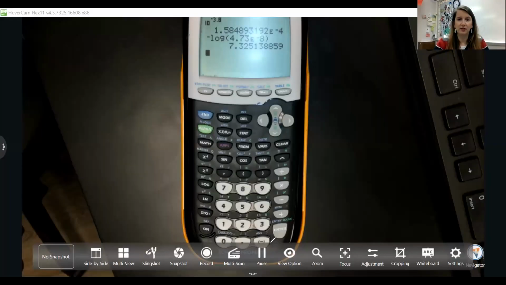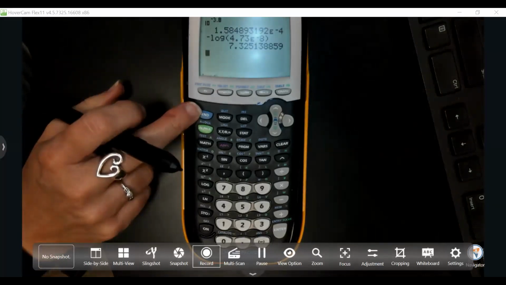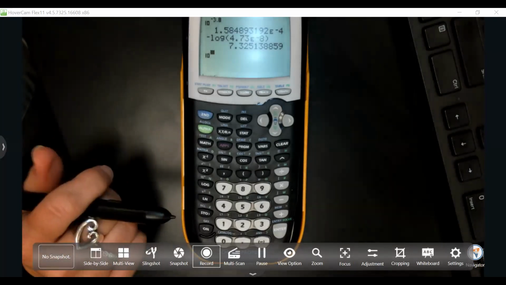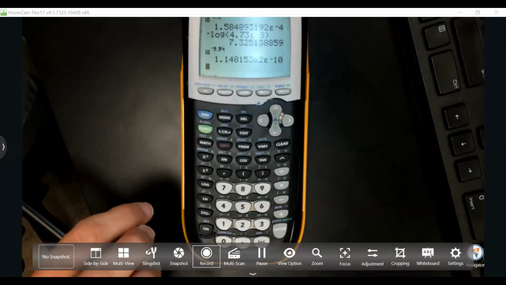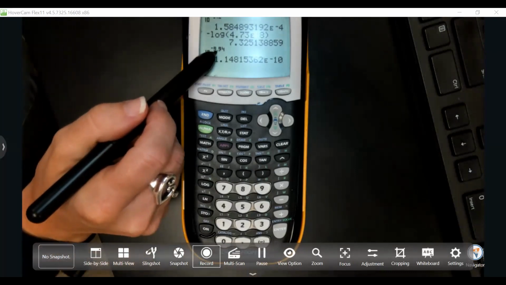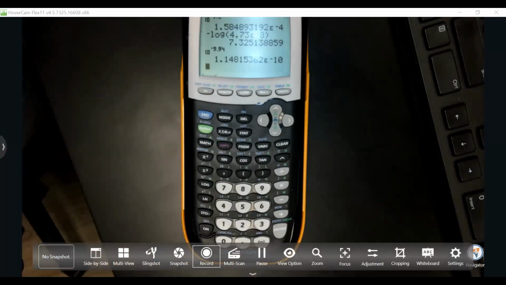Well, let me switch over here so I can show you how we're going to do that. So again, we got to get 10 to the negative, so we're going to do second log to get 10 to the negative 9.94. Okay, and that will be it. So we want 3 sig figs because our pOH had 3 sig figs, so our answer would be 1.15 times 10 to the negative 10.